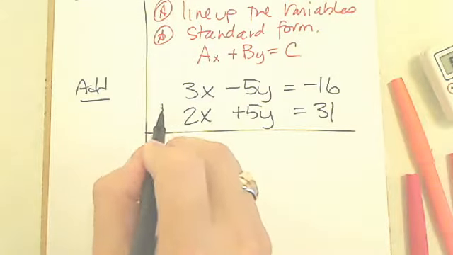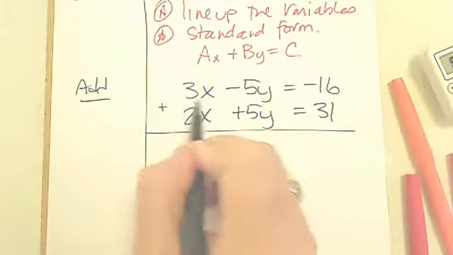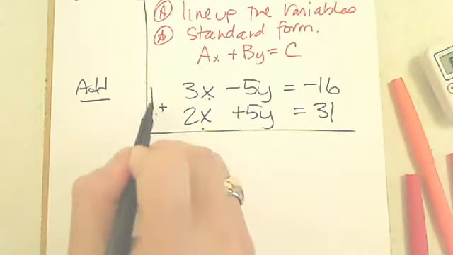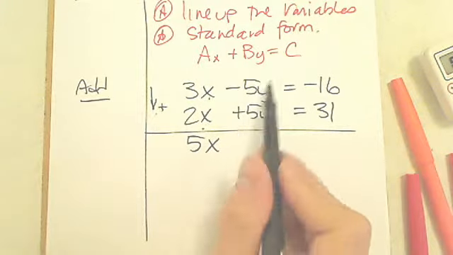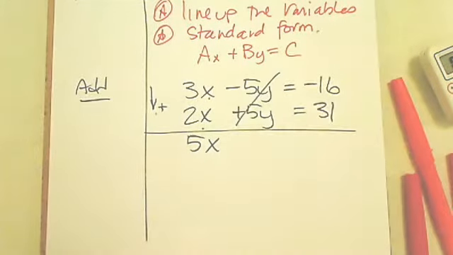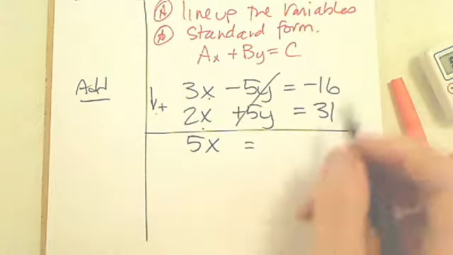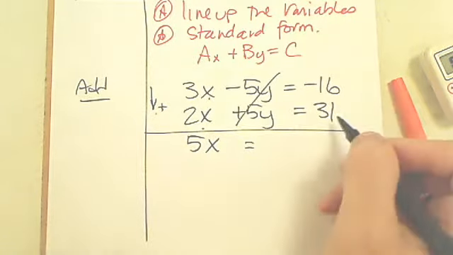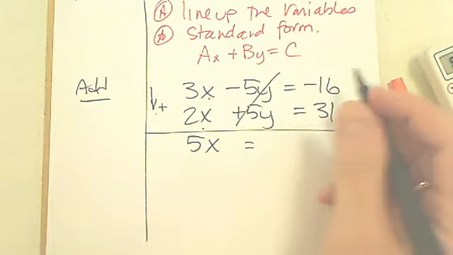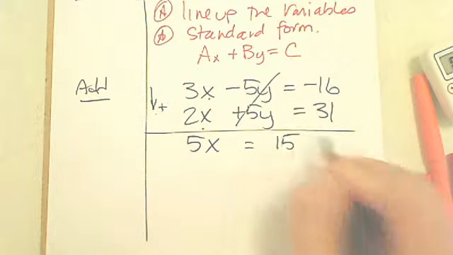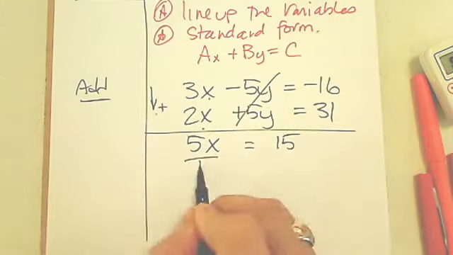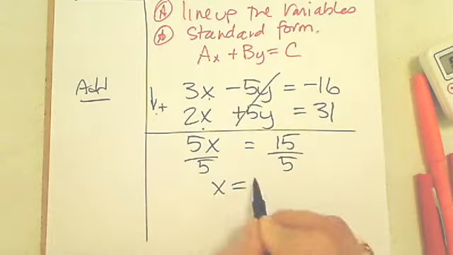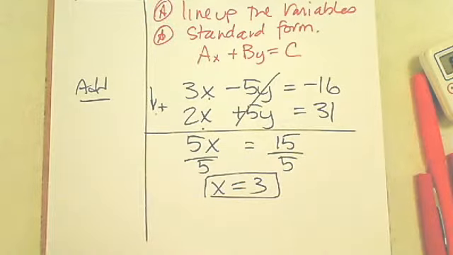I mean, you're just adding 3x plus 2x. You add down, 5x. What happens right here? Those cancel out. 5 minus 5 is 0. All you have left is 5x equals 31 minus 16. It's 15. One more step. Divide by 5. X is 3.